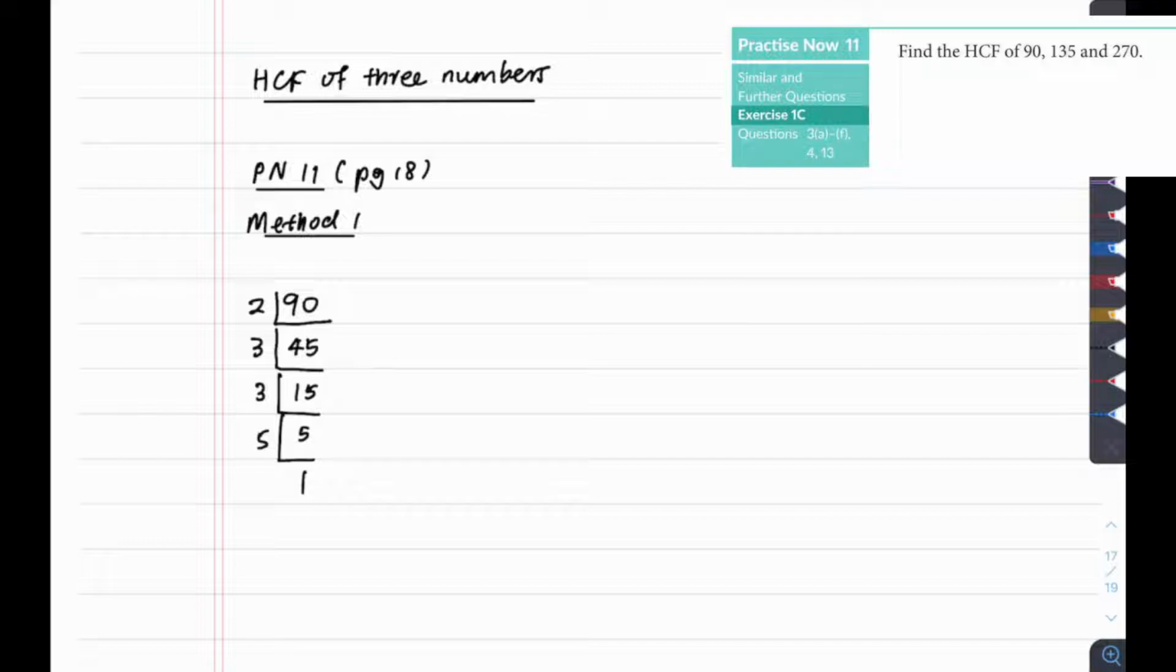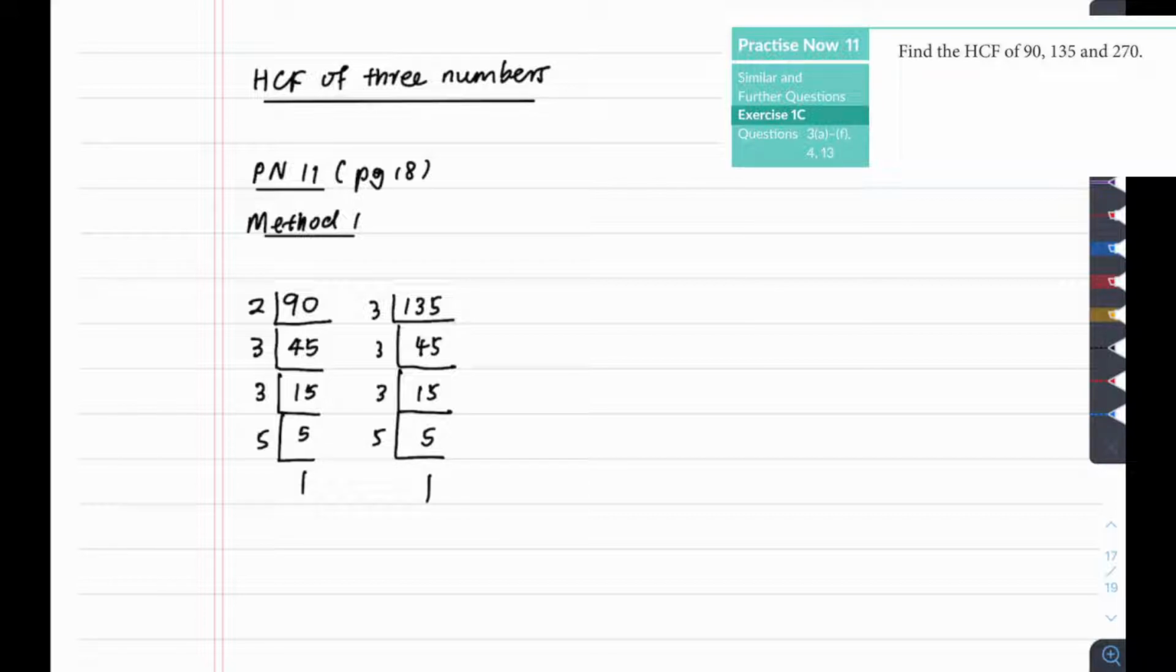Now next one, 135. We need to divide 135 by 3, then we got 45. Divide by 3 again to get my 15. Divide by 3 again to get my 5. And divide by 5 to get my 1.